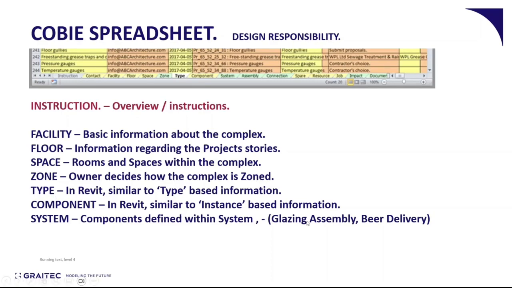And that information may be in the form of a type. So typically, you could think of the type-based information replicating Revit types, if that was the software that you were using. Typically, we'd have components, which would be similar to instance-based information, again within Revit, or a system, which may be a collection of components grouped together to provide a solution, curtain walling, for example.